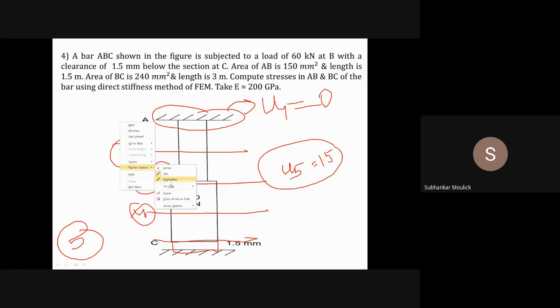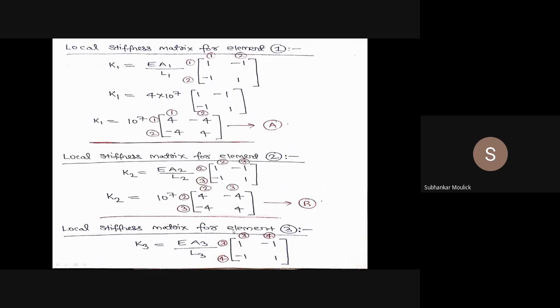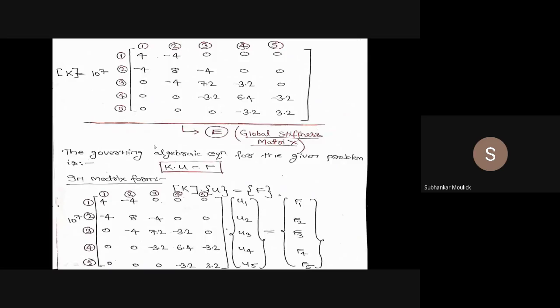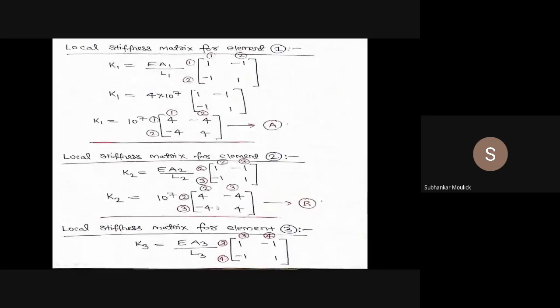This boundary condition is given to you. This is the difference from the last problem. In the last problem which we discussed, this condition was not given to you. So U5 is 1.5 mm. One more boundary condition is given to you in terms of force. Now, if I talk about the force boundary condition, can you tell me which force value is given to you?